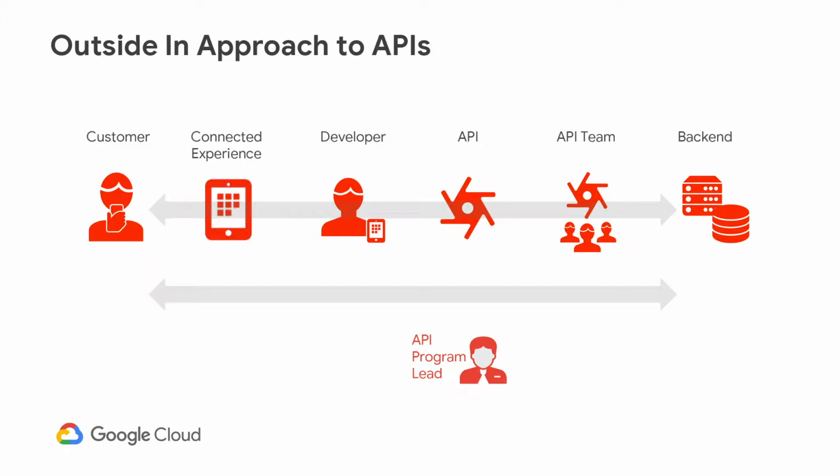This is where the API program lead comes in. The program lead embodies the outside in approach, seeing the world through the eyes of the key stakeholders in your organization. These stakeholders are very important as they will build a relationship with, connect on a regular basis, and establish a joint strategy for success. Their success is the API program success.